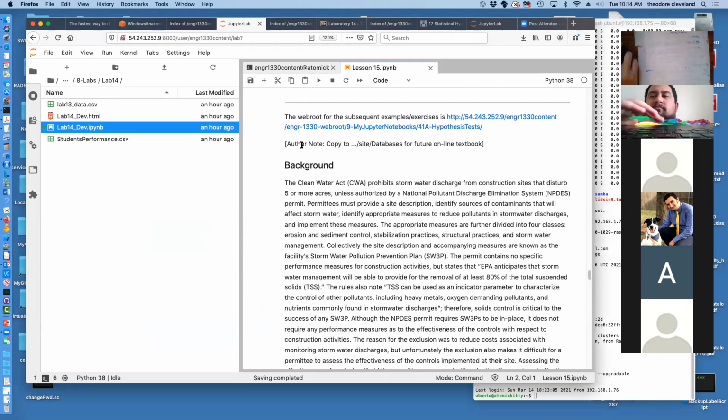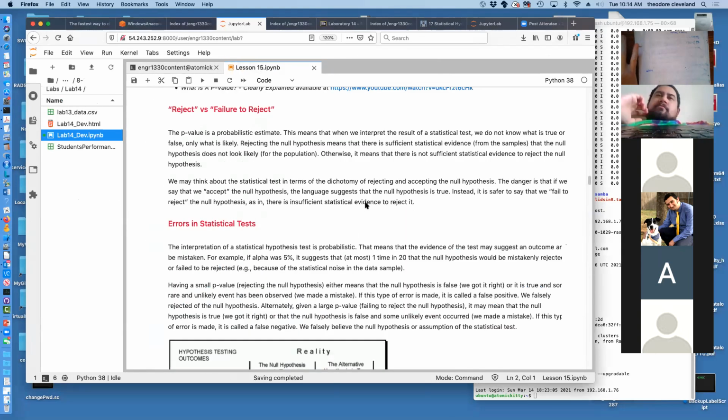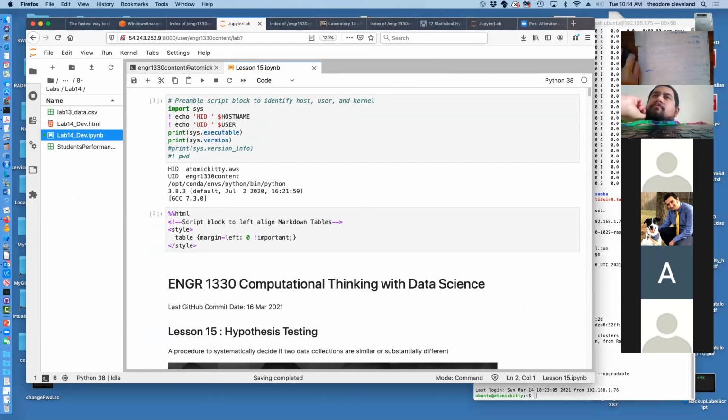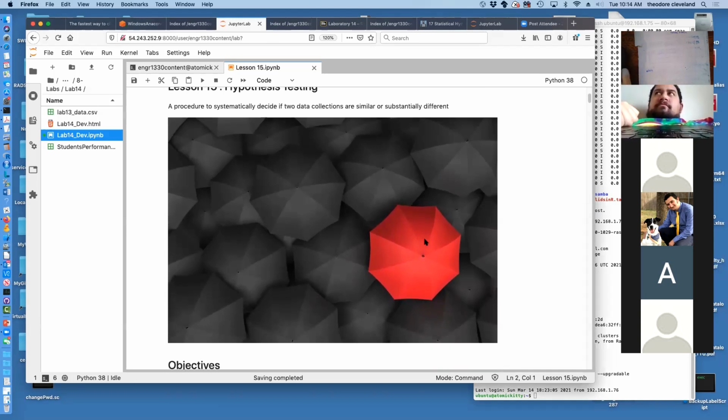And this is our current lesson. So let me push everything off here to the side. And lesson 15, hypothesis testing. It's a procedure to help us systematically decide if two data collections are similar or somehow substantially different. So you've all done that very successfully with money. You did it very successfully with computer components.